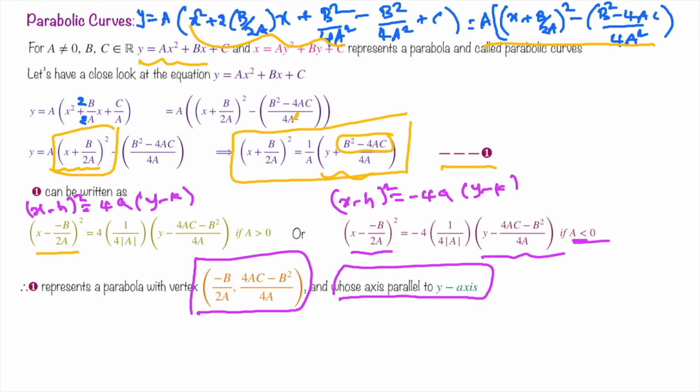Okay, fine. So y equal to ax square plus bx plus c is an equation of the parabola whose vertex is minus b by 2a comma 4ac minus b square by 4a, and axis will be parallel to the y-axis. Okay, next. Similarly, x equal to ay square plus by plus c can be expressed as follows: y plus b by 2a whole square equal to 1 by a times x plus b square minus 4ac by 4a. Let me call it 2.